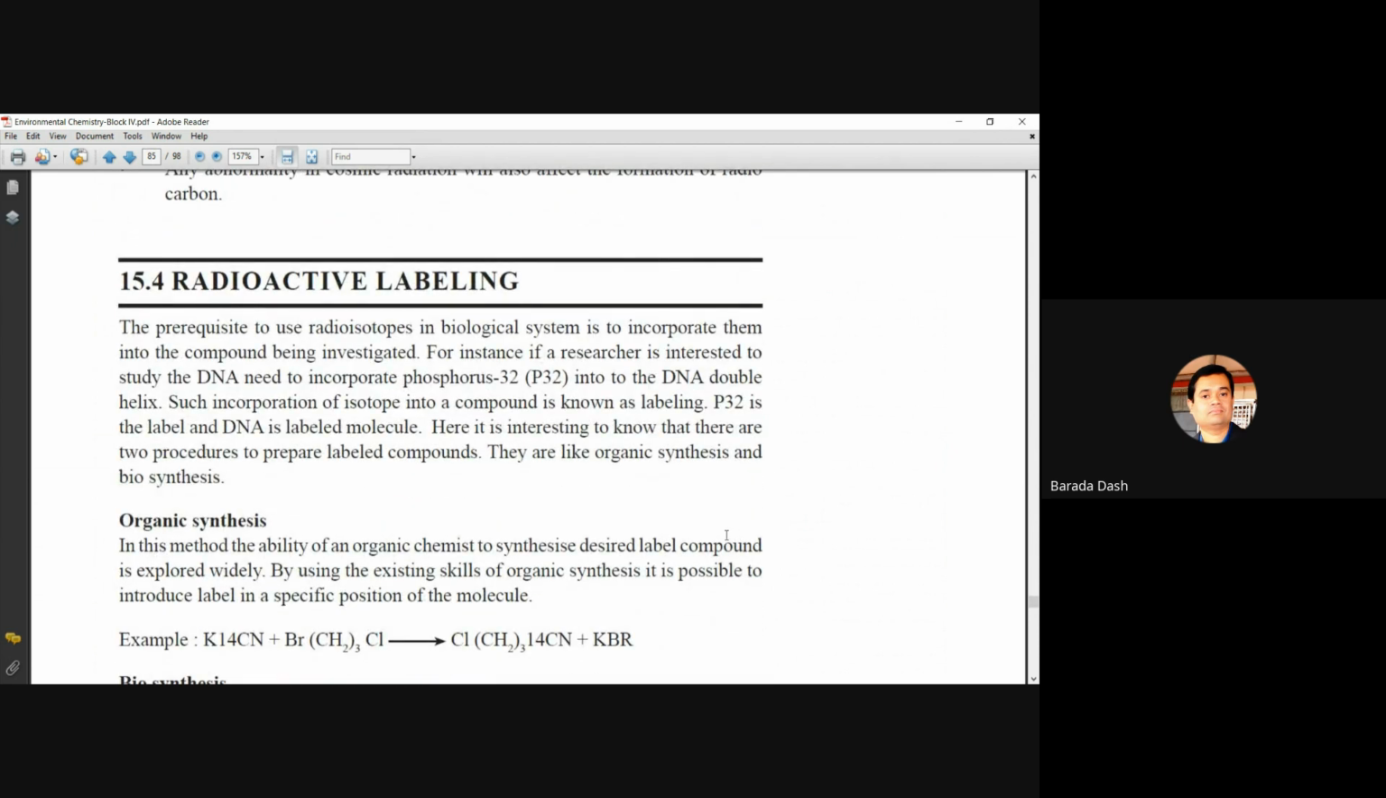Next is radioactive labeling. Labeling means we can label radioactive molecules, like DNA needed to incorporate phosphorus 32 into the DNA double helix. So with any radioactive labeling, we can detect it anywhere in the body. If we label the molecule with a radioactive label, then we can detect that particular radioactive molecule or atom inside the body. So that is called radioactive labeling.